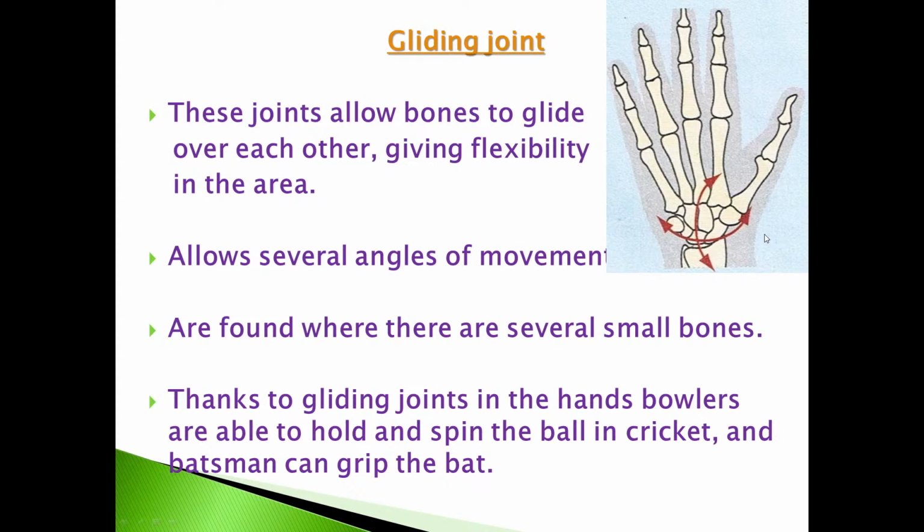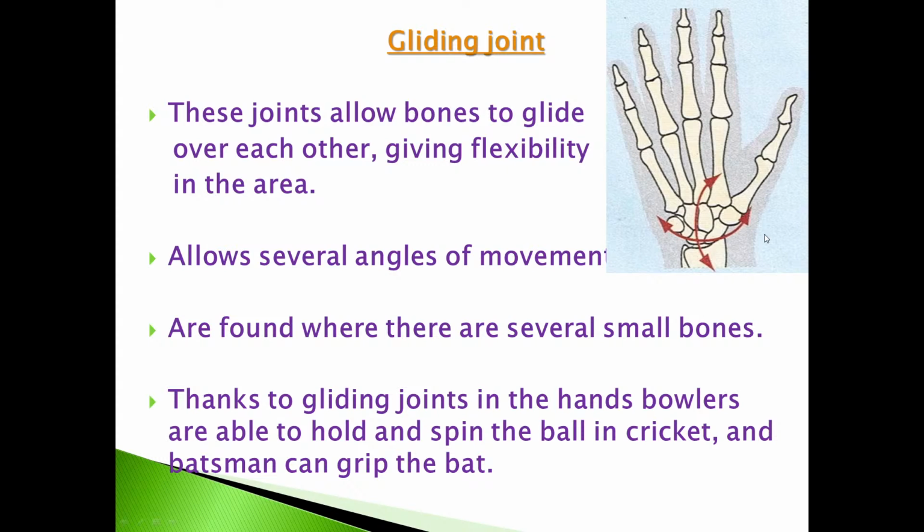They are found where there are several small bones, and as I said, the wrist joint is made up of approximately 26 different bones. So you normally have these small bones just sliding or gliding above each other to allow the movement at that particular joint. So in terms of angles, the individual can of course change different angles.